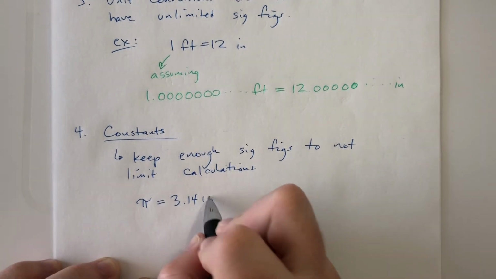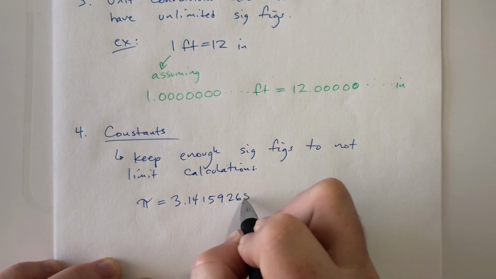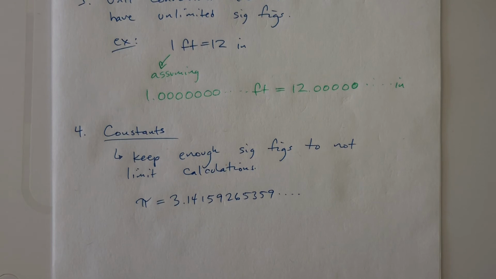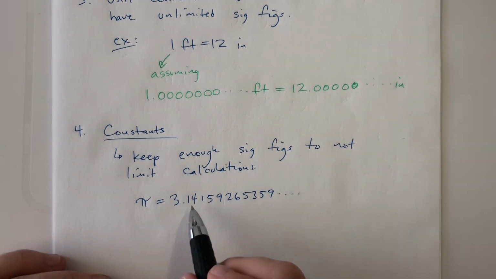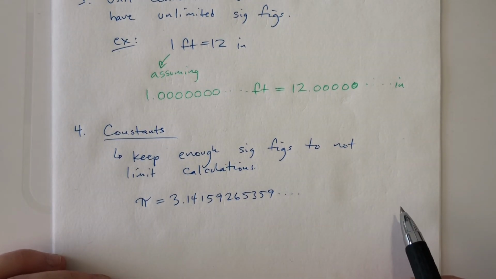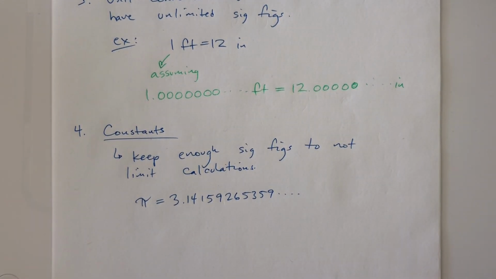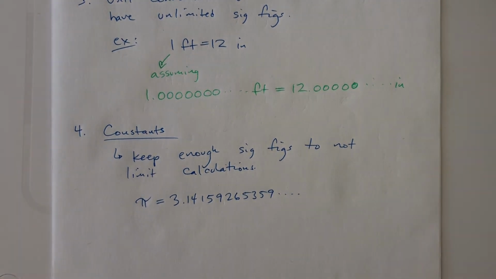So 3.14159265359, I think. I don't know. It's been a while since I learned that. But anyway, the idea is you don't have to put every number in because obviously this goes on to infinity, but put enough that it doesn't limit your answer. Okay. There are other constants that we're going to see throughout the semester. Just same idea. Anytime you see a constant, don't let it limit your answer.